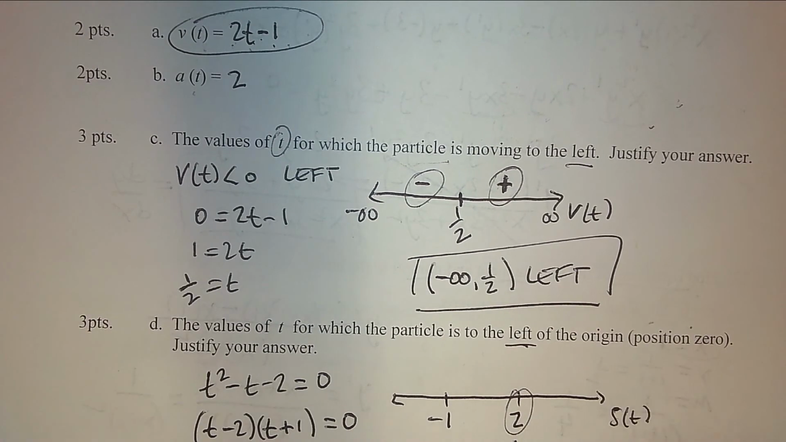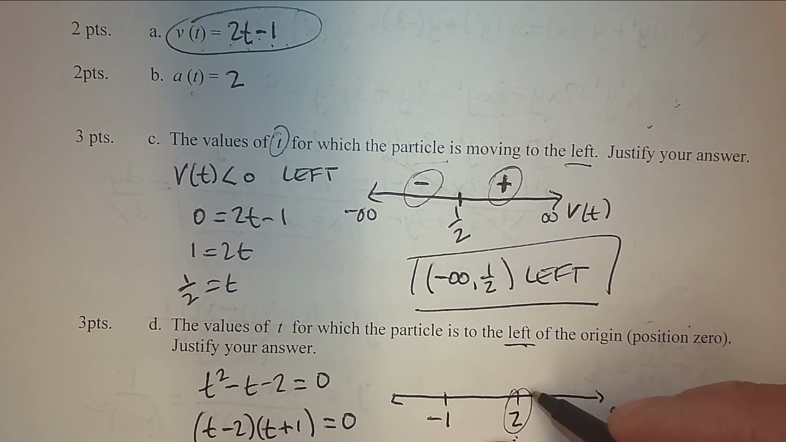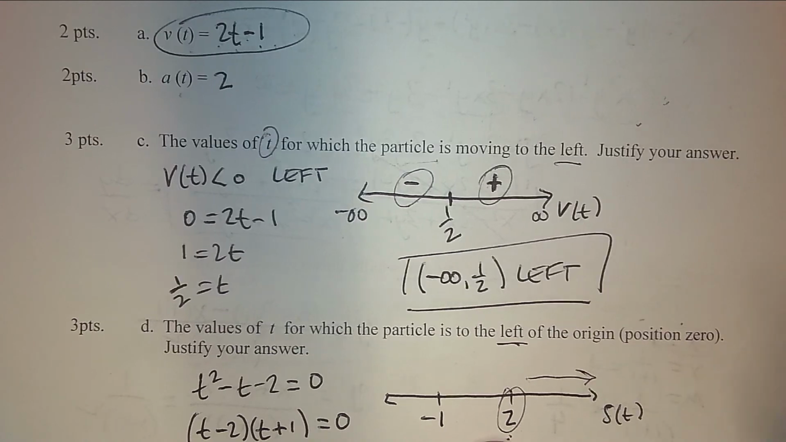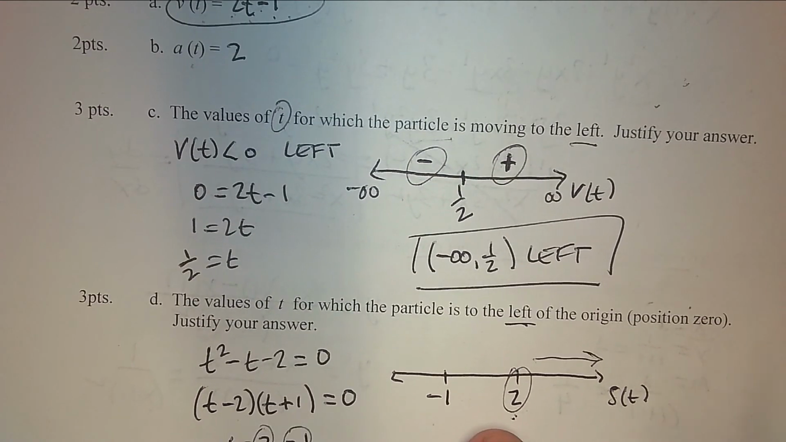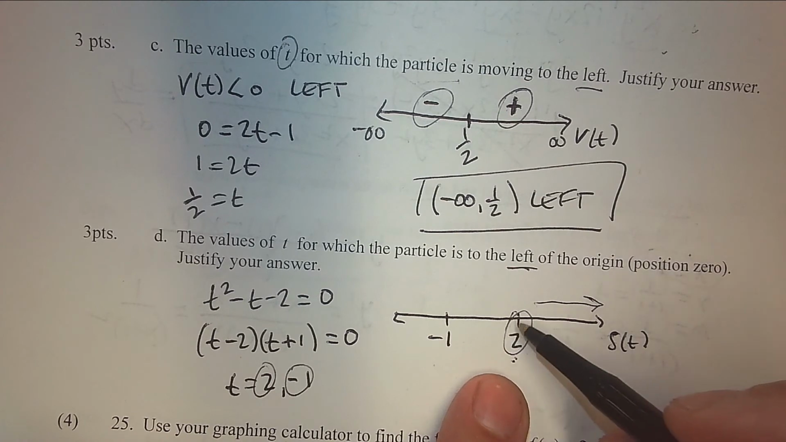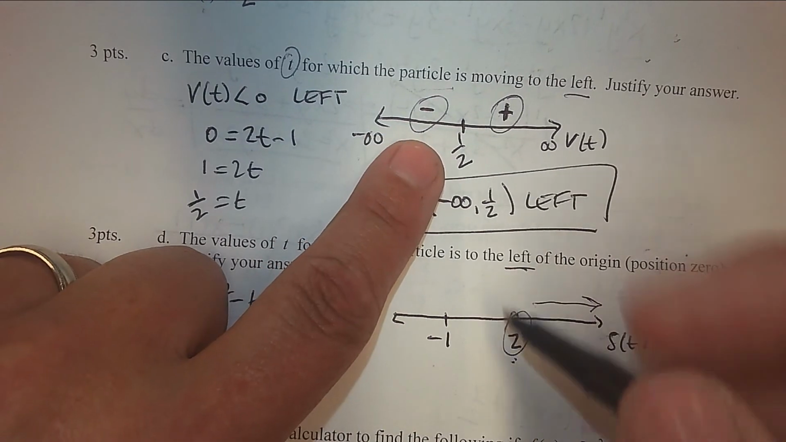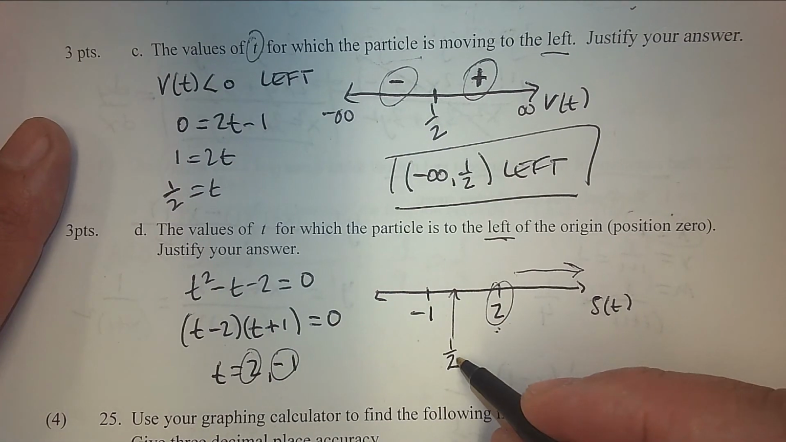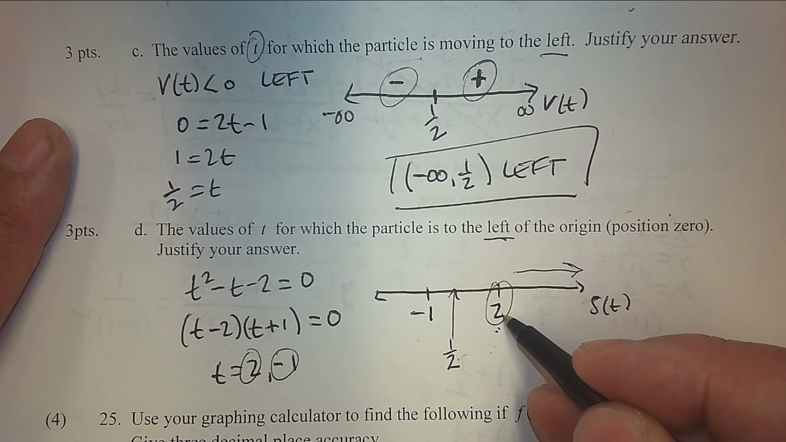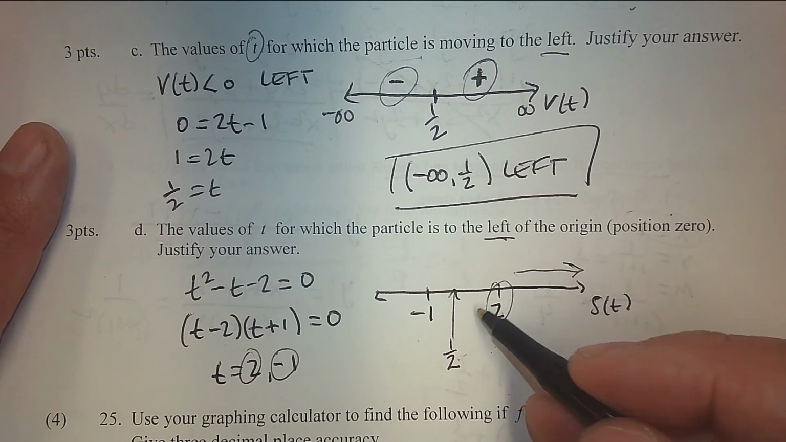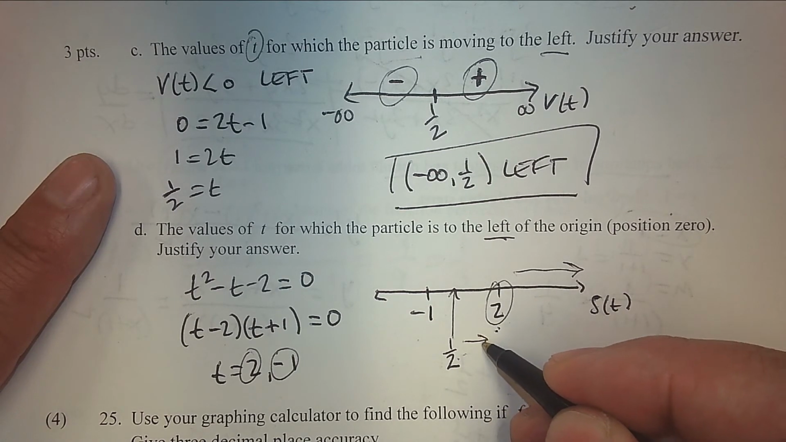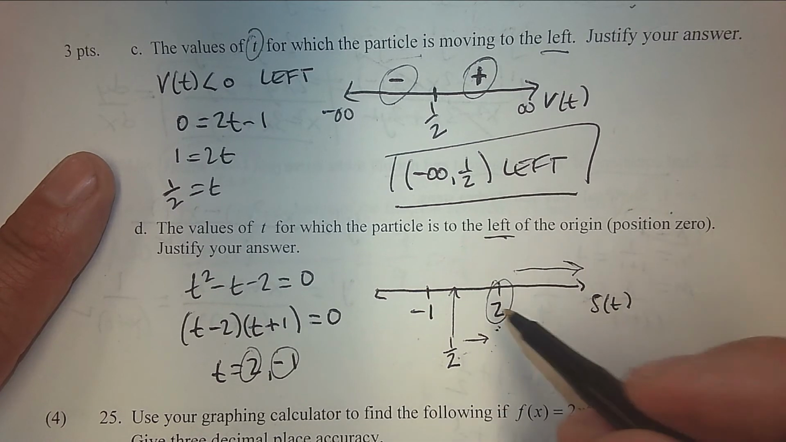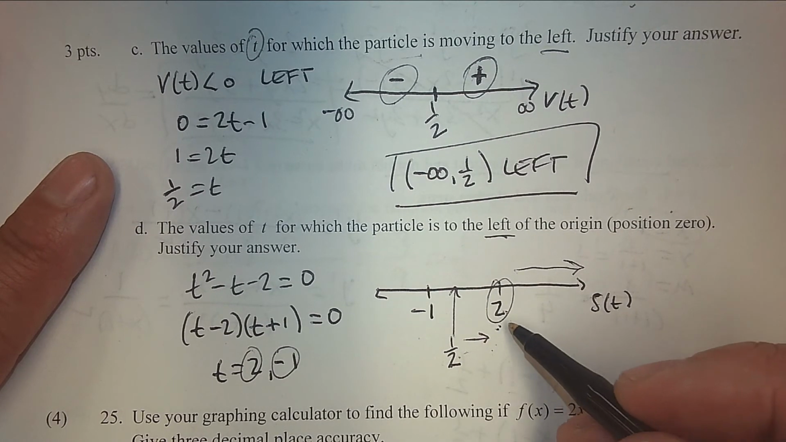If it's at 0 when t equals 2, everything to the right of 1/2 is moving to the right. So this particle is moving to the right after 2. So that's not going to help me. But what's happening before 2 is that it's also moving to the right, from 1/2. So from 1/2 to 2, it's moving to the right and getting closer to the 0. But that must mean it's to the left of 0 if it's moving to the right to get there. So I know from 1/2 to 2, it must be to the left of 0.